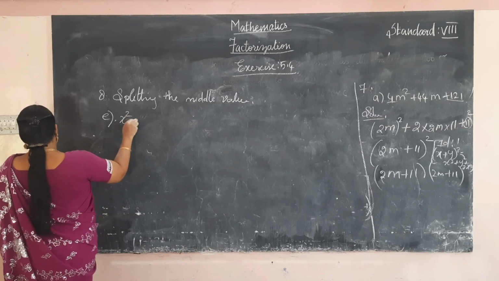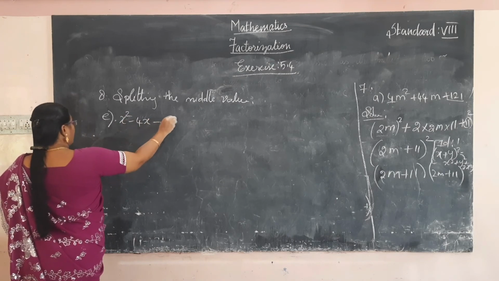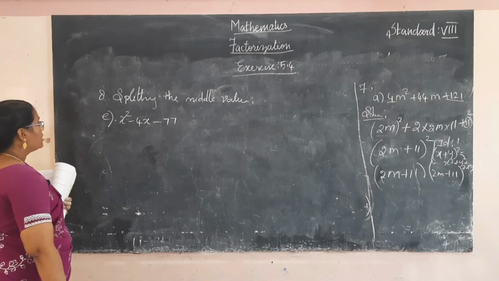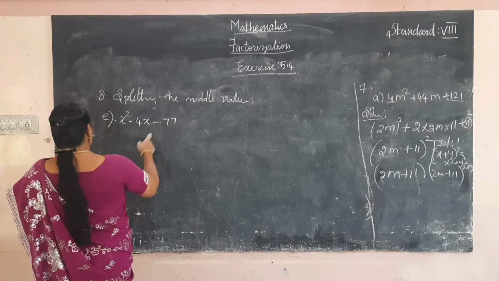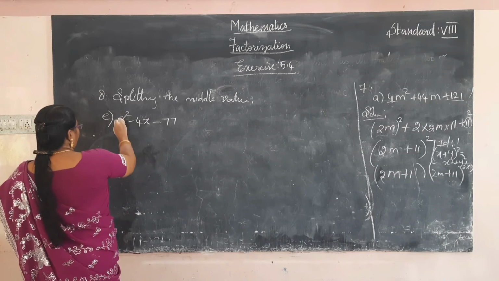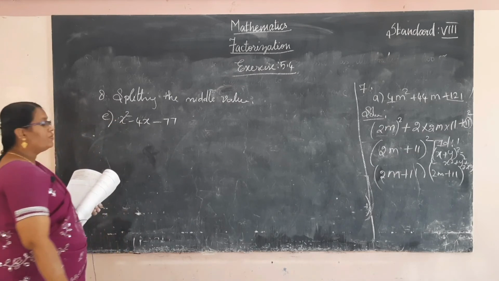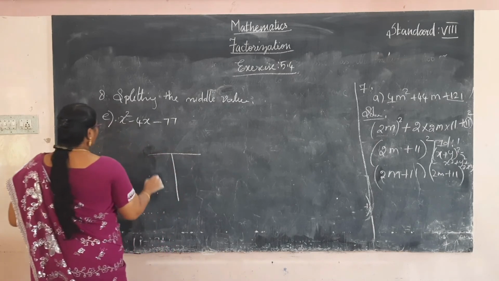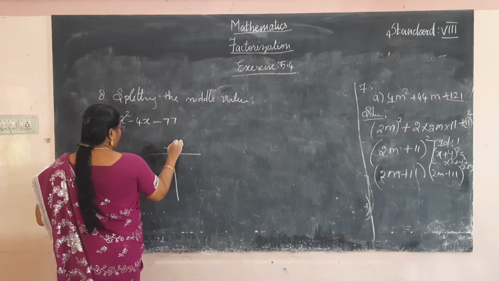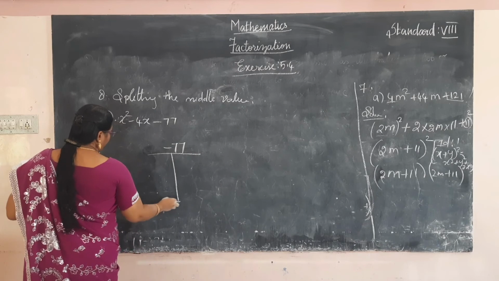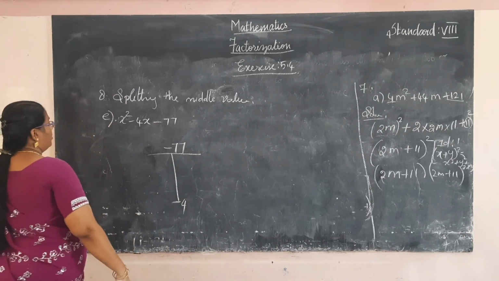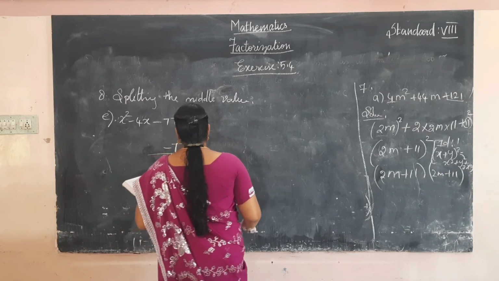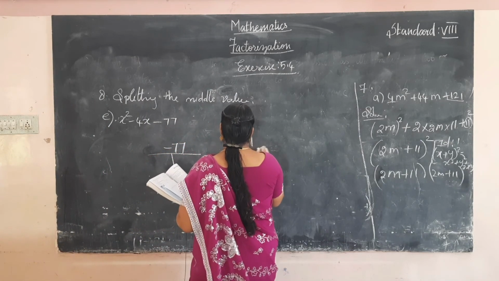x squared minus 4x minus 77. So what are the possibilities? How can you find out here? The coefficient of x squared is 1. Draw the factor tree. Okay, so the product of the factors is minus 77. The sum of the factors we need is minus 4. Okay, so which are the possibilities? 11 sevens are 77.